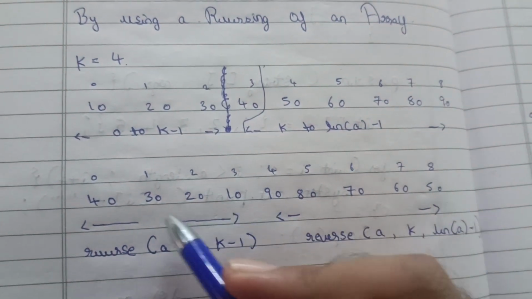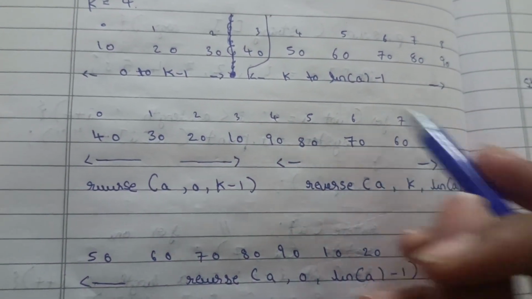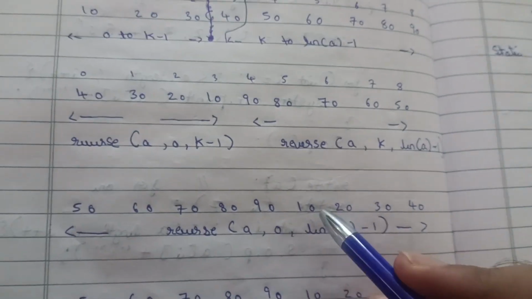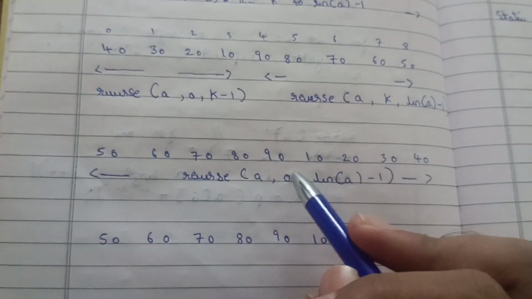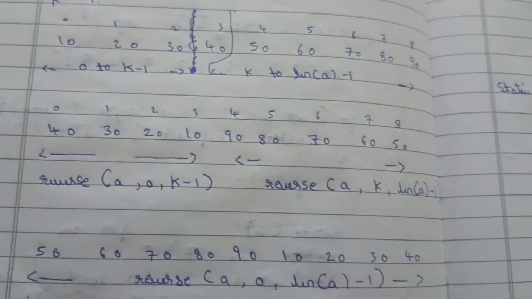After this the output will be like this, and in the next step we will reverse the entire array and we will get the output. So here we are calling the reversing of the array 3 times. So now we will see the program here.